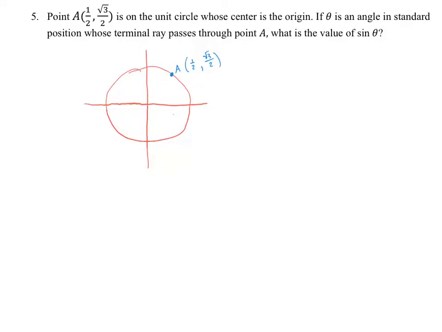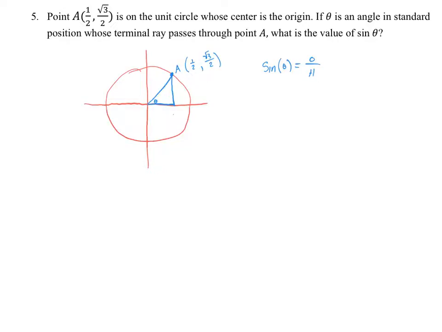If theta is the angle in standard position whose terminal ray passes through point A, so theta is here, what is the value of sine of theta? So sine of theta is going to be the opposite side over the hypotenuse side.